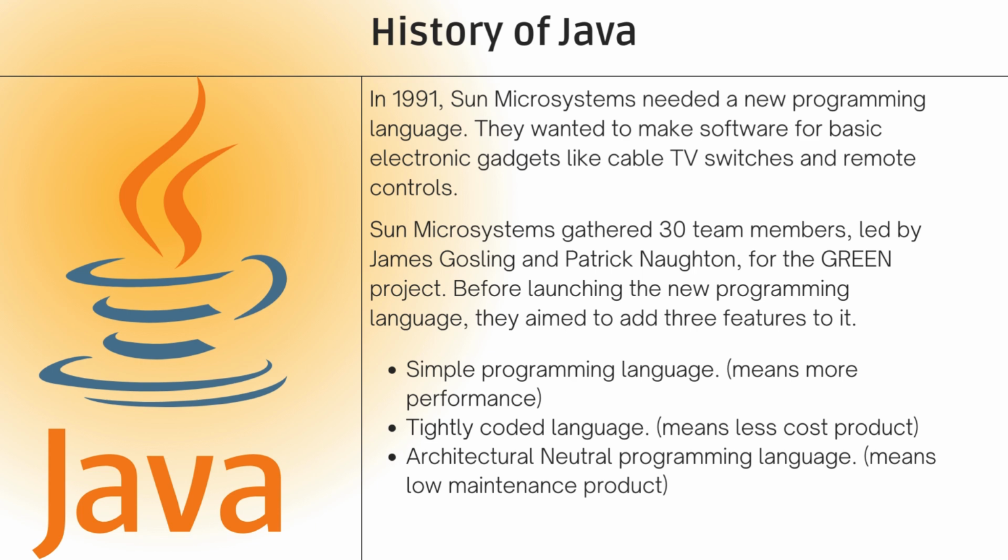And third, they wanted it to be architecturally neutral. In simpler terms, they wanted a language that would be low maintenance. They wanted something that could work on different types of computers without needing a lot of extra effort to adapt it. And that's how Java was born. It was designed to be simple, efficient, and versatile.